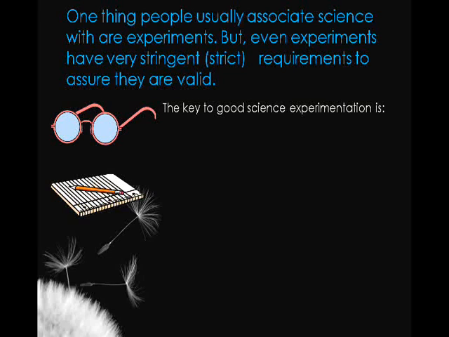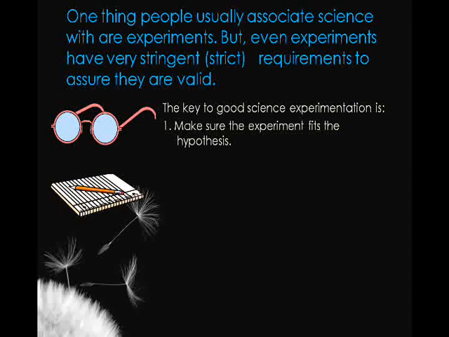One thing that people usually associate with science are experiments, but experiments have to have really strict requirements to make sure they are valid, to make sure that it is accurate science. So we're going to go through the key things to good science. First, you must make sure that the experiment fits the hypothesis. If you make a hypothesis that says that blue light will make a plant grow the tallest, but then you do an experiment that all of your plants are under blue light and give them varying amounts of water, you're not actually testing your hypothesis. You're testing how much water a plant needs. So make sure that whatever you are predicting, you're doing your experiment about that.